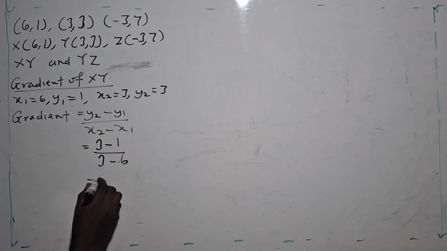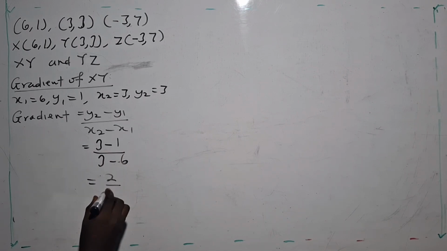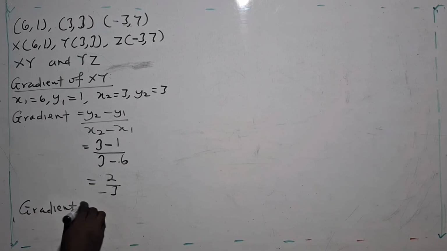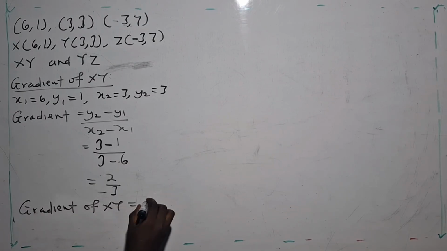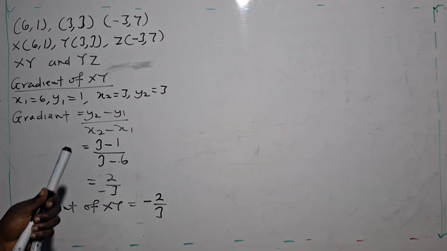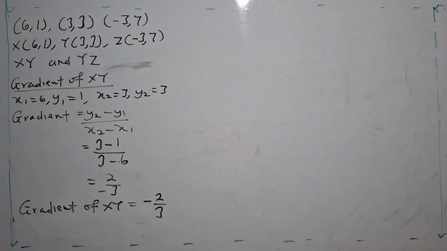So the top one will give us 2, and the bottom, 3 minus 6, gives negative 3. So the gradient of XY is negative 2 on 3. The negative affects both of them, so just put it in the middle. A negative dividing a positive gives a negative. So the gradient of XY has given us negative 2 on 3.